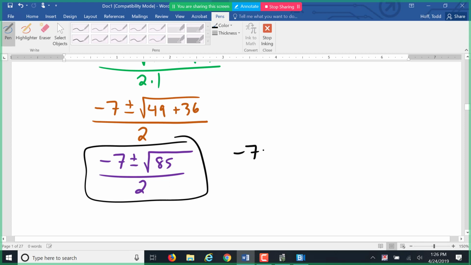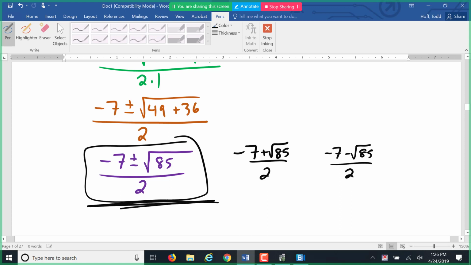If you wanted to write that as negative 7 plus the square root of 85 over 2 and negative 7 minus the square root of 85 over 2, that's acceptable. But you can leave it just as 1 like that.